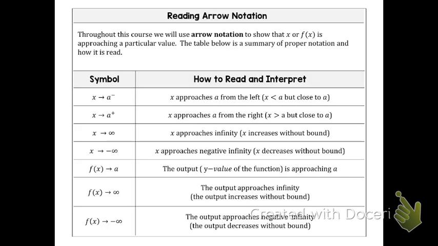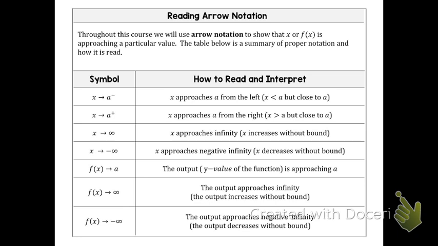All right, so then they talk about reading arrow notation. Throughout this course, we will use arrow notation to show that x or f of x is approaching a particular value. And we saw this with limits when we were talking about the end behavior earlier. So the table below is a summary of proper notation and how it is read. Let's go over it quickly. The first one says as x has an arrow with an A, and it looks like it's raised to a negative sign.